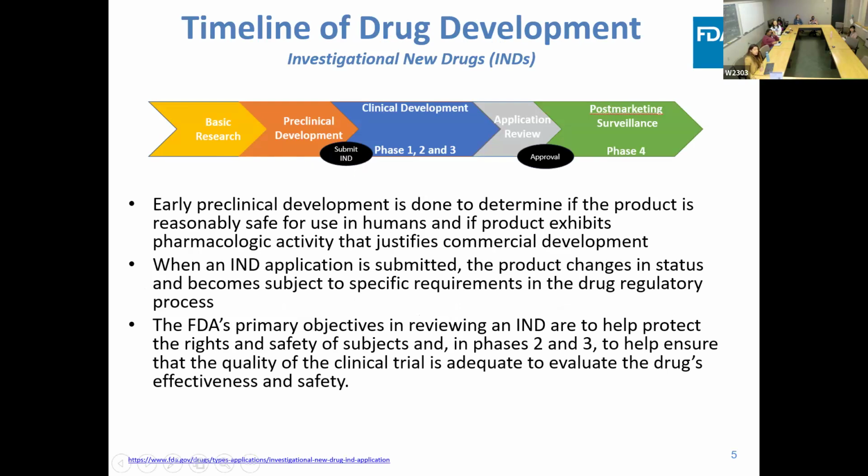And that's when a drug sponsor, either a pharmaceutical company or sometimes an academic investigator, submits an IND. And this is really where the first interactions with the FDA come into play. The FDA reviews an IND, so basically we call them sponsors, plan to test the drug in clinical development, so phase 1, 2, and 3. And we're really looking to make sure that the rights of human subjects are protected and that the quality of the clinical trial is adequate to evaluate the drug's effectiveness and safety.